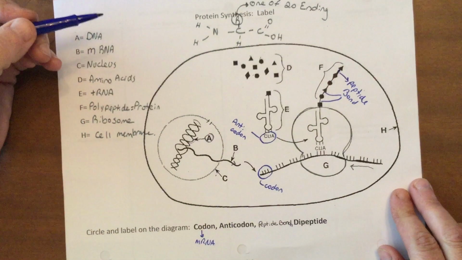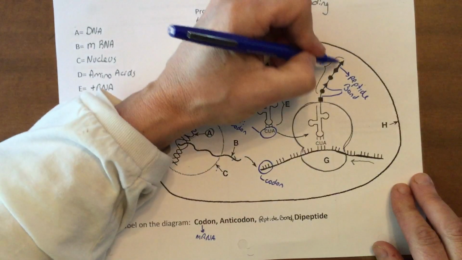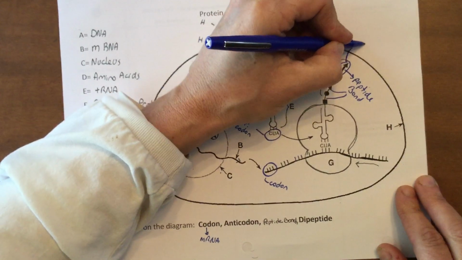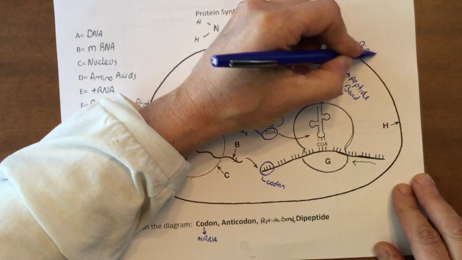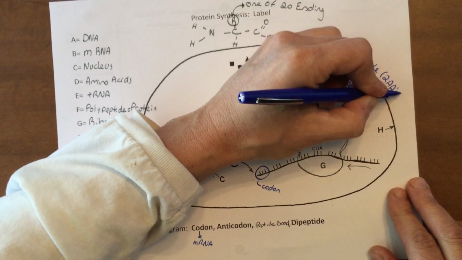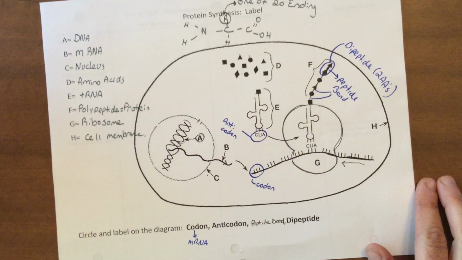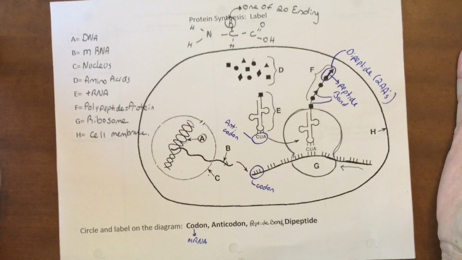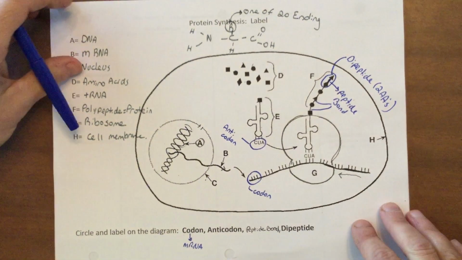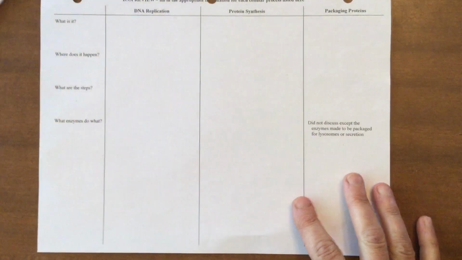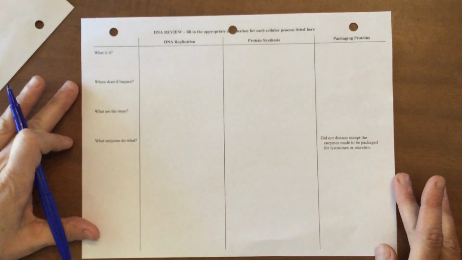Next thing says dipeptide. Well, a dipeptide is just two amino acids that are joined together. So as long as you circle two, that's going to represent that dipeptide. So that's kind of what you guys are looking at, that overall view. If you're starting to get that big picture, that's great. You guys want to take what you have here and fill in what you have for your DNA review.